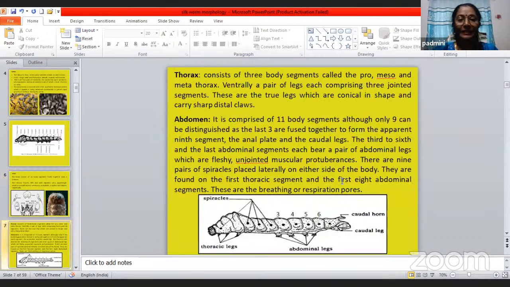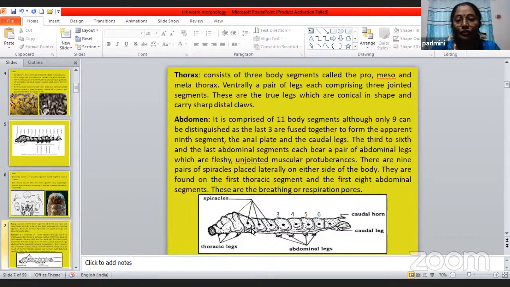Okay, coming to the thoracic region. As I've already told you, it consists of three segments: pro, meso, and metathoracic. Ventrally, there is a pair of legs on each segment, which helps in the movement of the larva. They are the true legs because they are conical, and each pair of legs is comprised of three jointed segments. This is what makes them come under the phylum Arthropoda, because they are all insects.